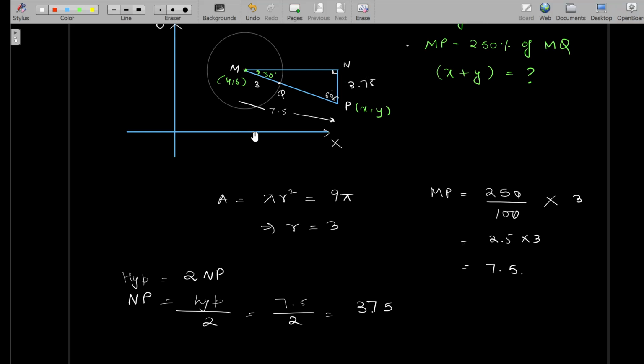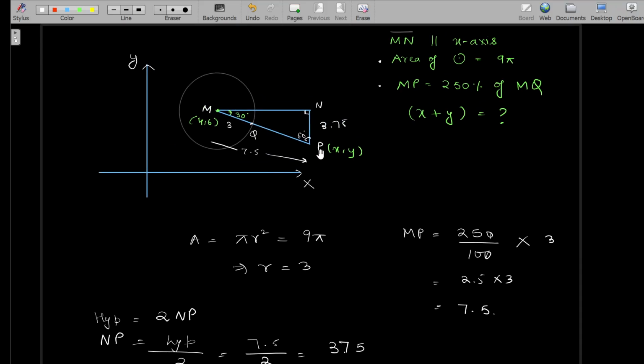Remember, we want to find the x and y coordinates of this point P. So if somehow we can find this length MN, right? MN plus 4 will give you the x coordinate of P, and 6 minus NP will give us the y coordinate of point P. Okay, so that's why we are trying to find the lengths of MN and NP.